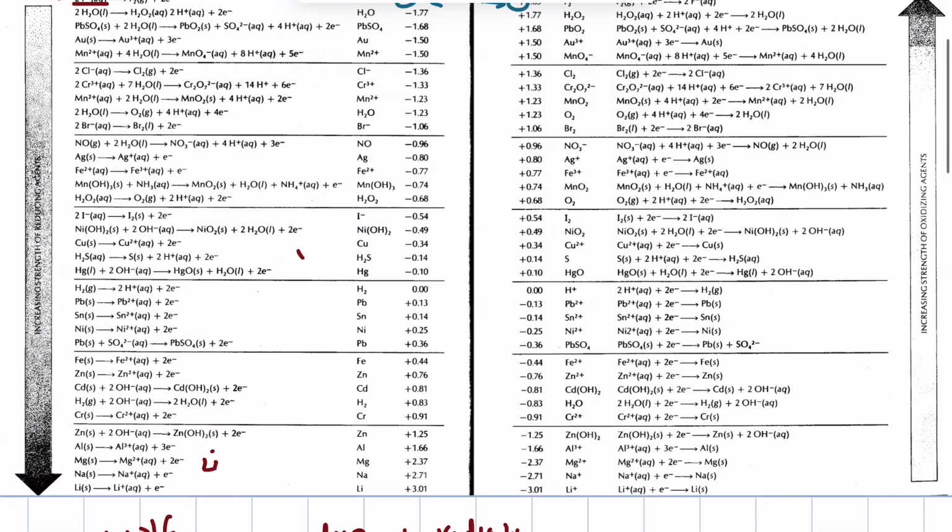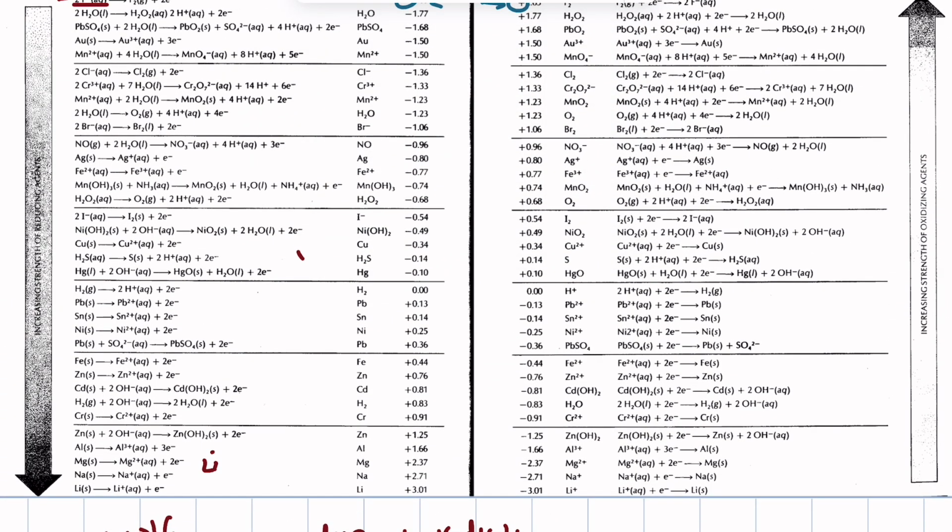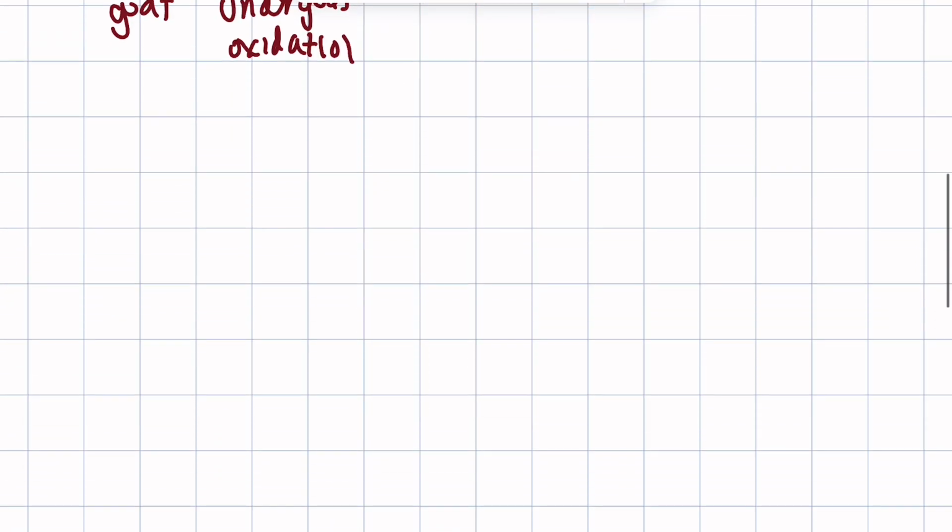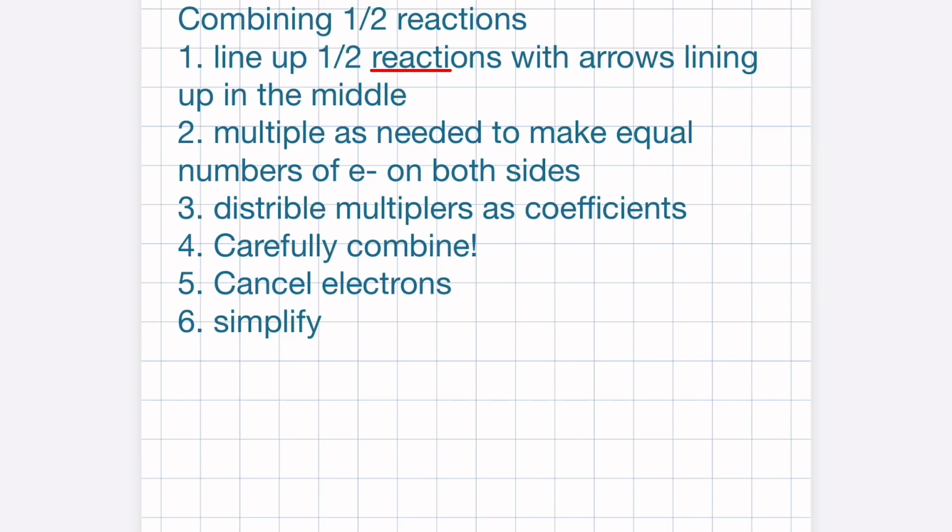Half reactions are handy because we can look at how the electrons are moving between one reaction versus the other, and every half reaction can be combined with another half reaction to make a fully balanced reaction. I'm going to write down the steps for combining half reactions, and then I'm going to show you an example. Here are the instructions. Please copy them down into your notes, and now I'm going to do an example.